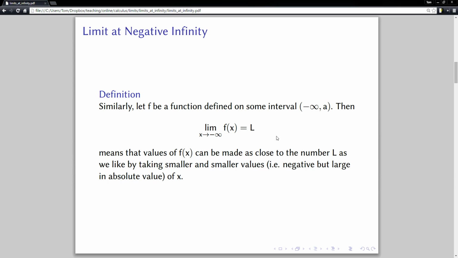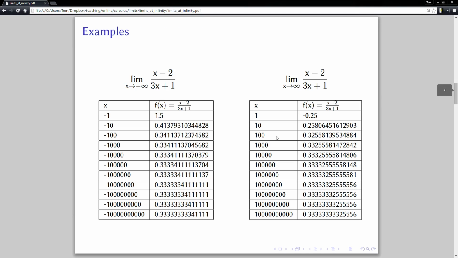Okay, so let's take a look at just some numerical examples to get the idea of what these limits mean, and then we'll also take a look at some of the graphs. All right, so our first example here is the function x minus 2 over 3x plus 1.